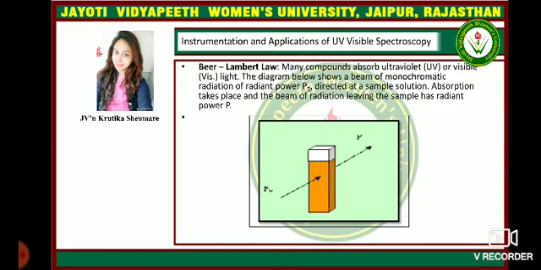Hello everyone, this is the third session of the Advances in Food Analysis, and we will be studying the instrumentation and applications of UV visible spectroscopy. So we will be starting with the basics, that is the Beer-Lambert Law.